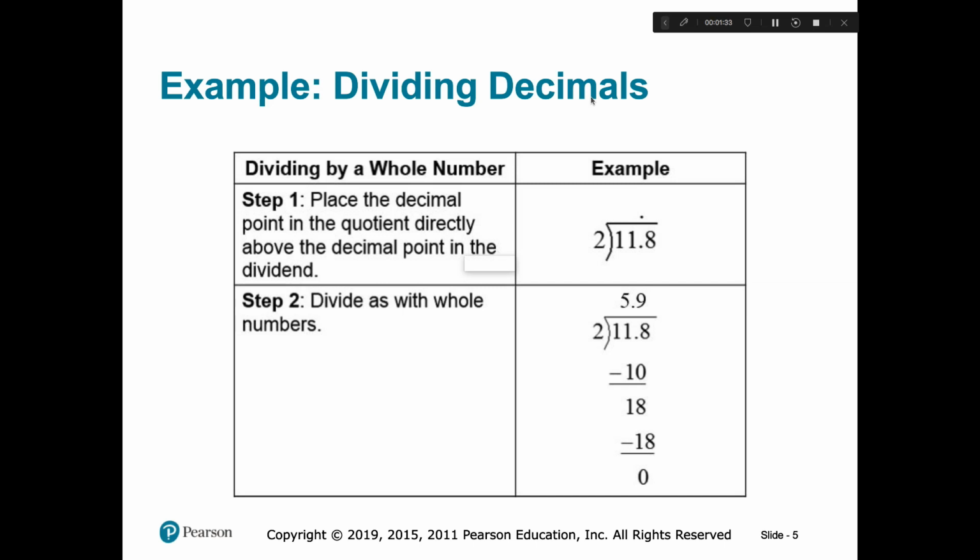Again, it shows you that decimal just goes straight above, and then we divide 2 into 11 5 times. 5 times 2 is 10. Subtract, drop down my 8. 2 goes into 18 9 times.